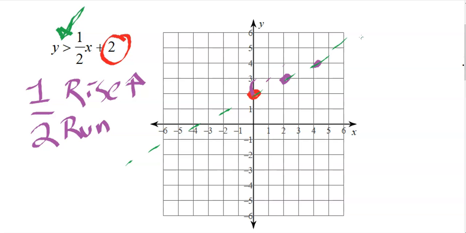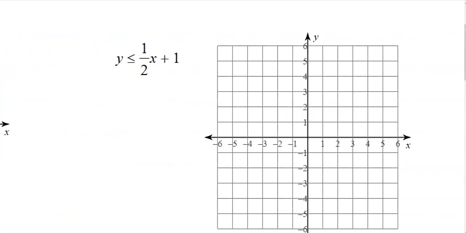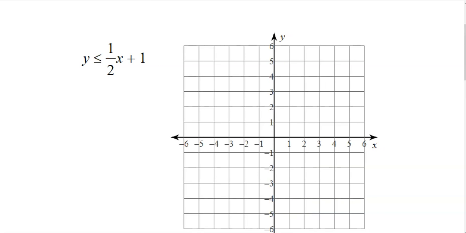The next thing I want to look for is, if it's greater than, I'm going to have to shade this graph either above or below the y-intercept. Greater than would be shading above, so I would shade this graph above the y-intercept, which was positive 2. So greater than is always going to shade above, and if it was less than, I would have shaded below that line.